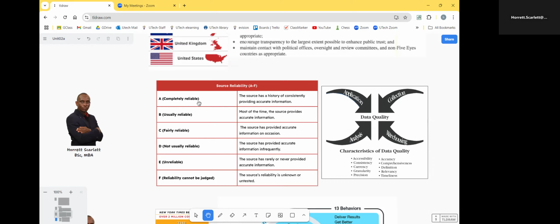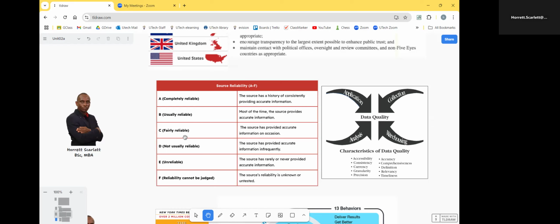Can we take this information coming from this source as gospel, because over time it has proven to be credible? Or is it usually reliable? So sometimes it may not give us the kind of data quality that we need, but generally, maybe 80%, 90% of the time, the information the source generates would be good.